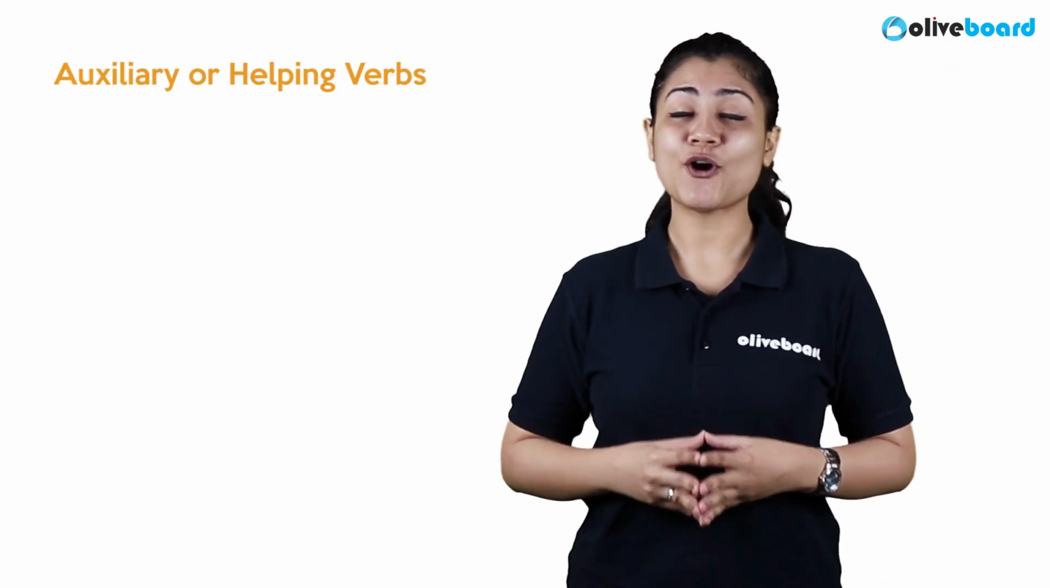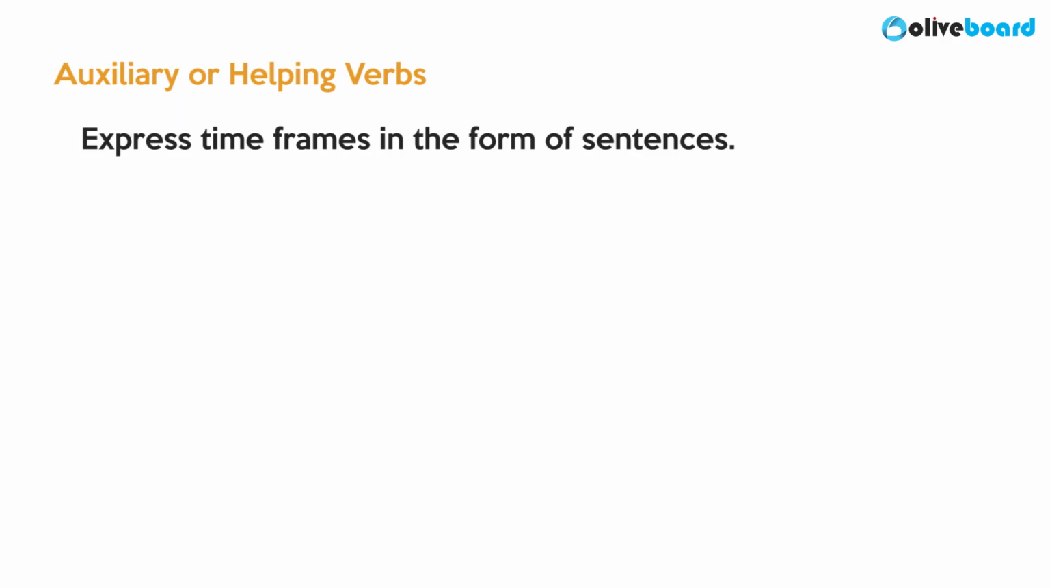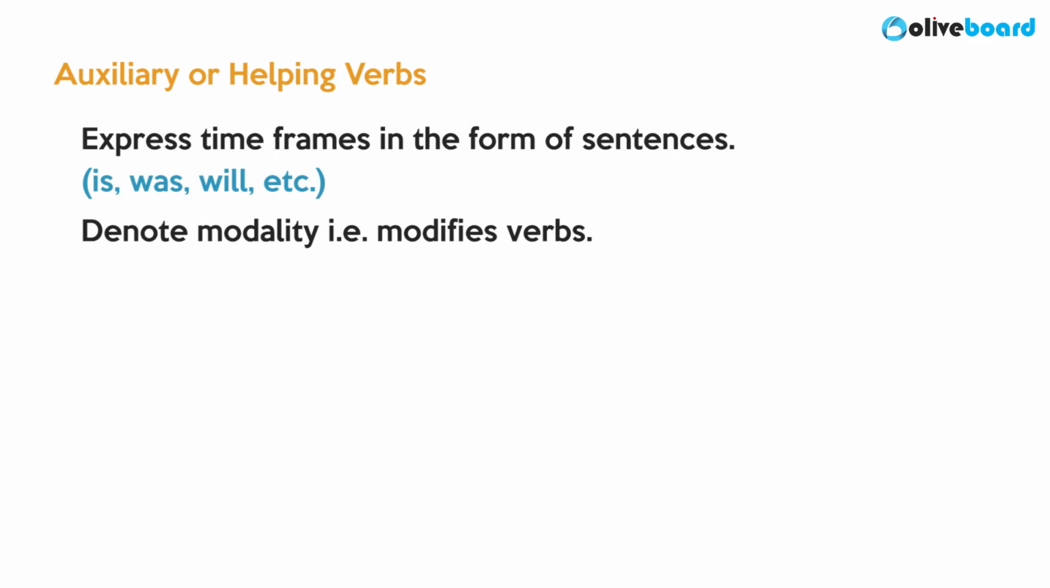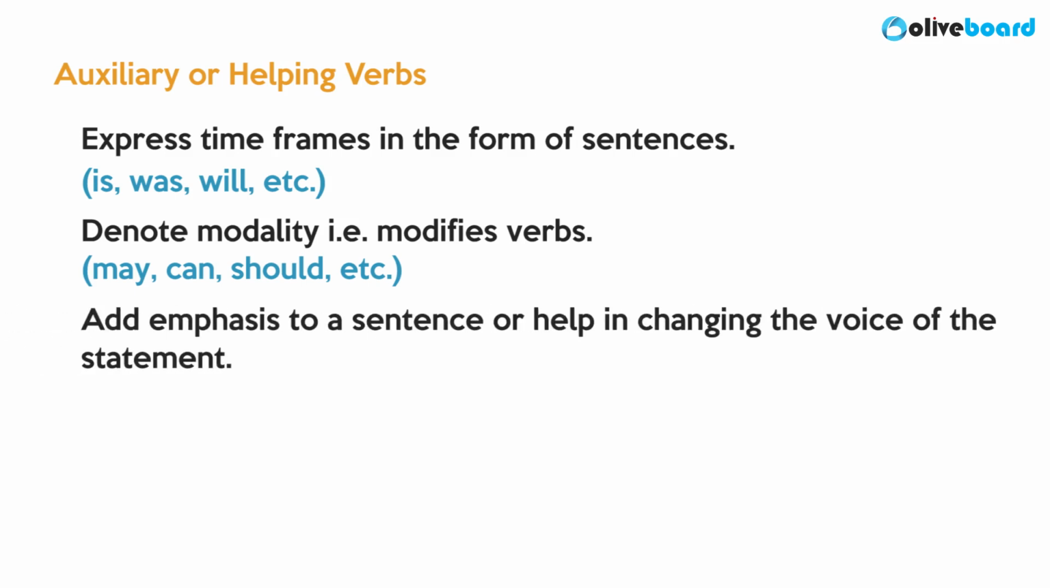Moving forward with our last classification for verbs, which is auxiliary or helping verbs. Auxiliary or helping verbs express time frames in the form of sentences. For instance, with the usage of words like is, was, will, etc. They also denote modality. That is, they modify the verbs. Words like may, can, should. We know these words are used with verbs ताकि हम थोड़ा सा verb को modify कर पाएं या उसमें एक extra meaning add कर पाएं. Auxiliary verbs also add emphasis to a sentence or help in changing the voice of the statement.